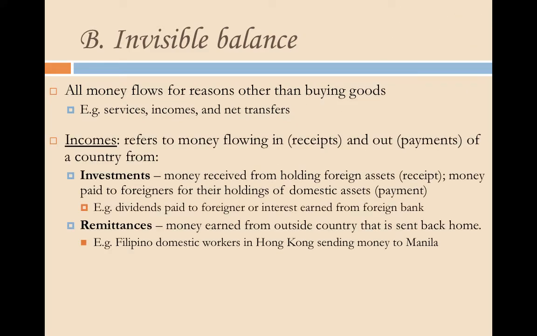We also have income. And basically, income is flowing in and out of a country as well, and is a part of the current account. And basically, money flowing in is receipts, those would be credits, and money flowing out are payments, debits. The first one is investments, and basically, it's money received from holding an asset.